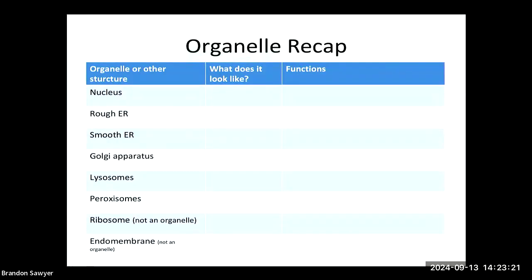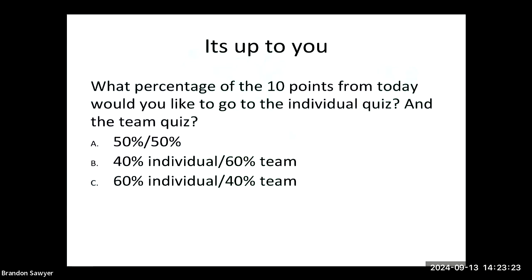Okay, let's do one more clicker question here, which will help us decide for Monday's class. Again, you'll take this individual quiz and then a team quiz, and there's 10 points total there. You guys can decide how much of that you want to go to the individual versus the team within these boundaries. Okay, so I'll go ahead and open that up. You guys decide.